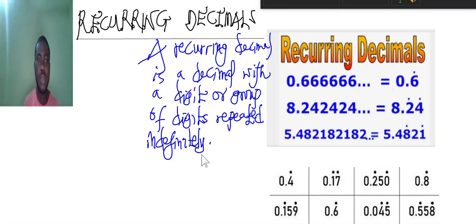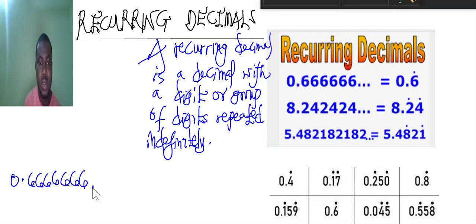Okay, let's take examples. Look at 0.6666666... This is a typical example of a recurring decimal, as we observe that 6666 keeps reoccurring without end. That's why you see the use of the ellipsis, the dot dot dot, to show continuity. That is, we have the digit 6 being repeated without end.